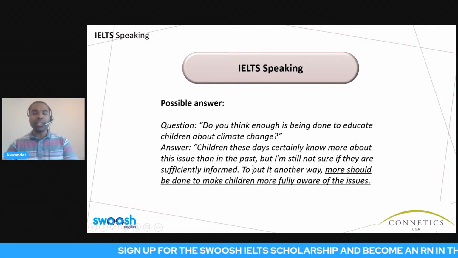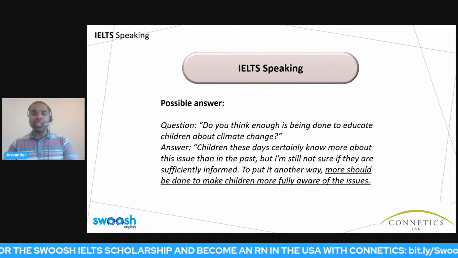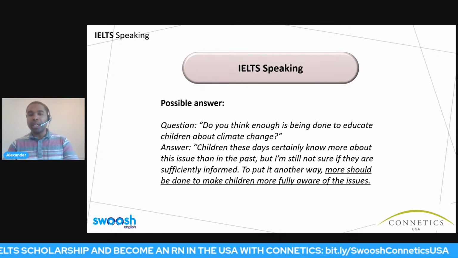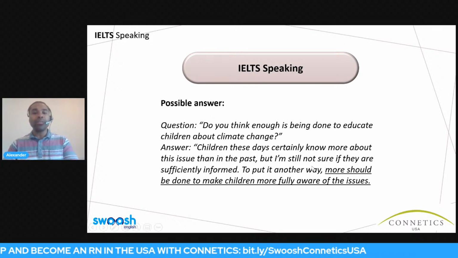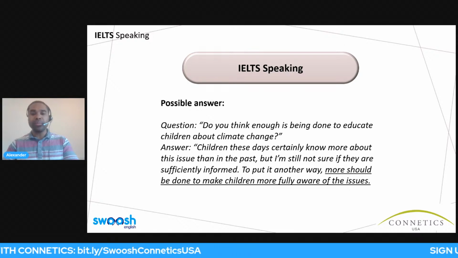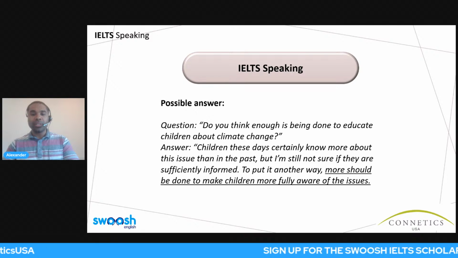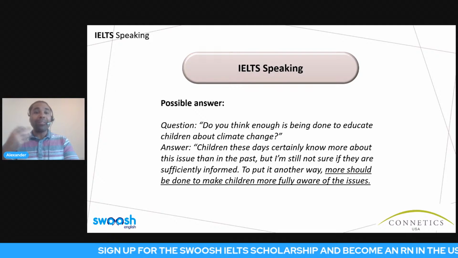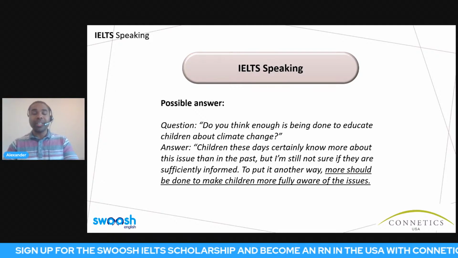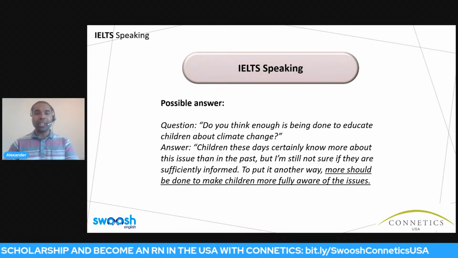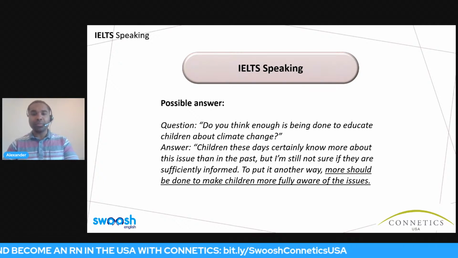Okay, so this is one way in which we could end the response to this question. Clearly, what we're saying is, although some good work is being done, not enough is being done in order to educate children sufficiently. Okay. So we're going to have a look at another example in terms of how we can paraphrase and how we can answer the questions. So let's have a look at another example now.